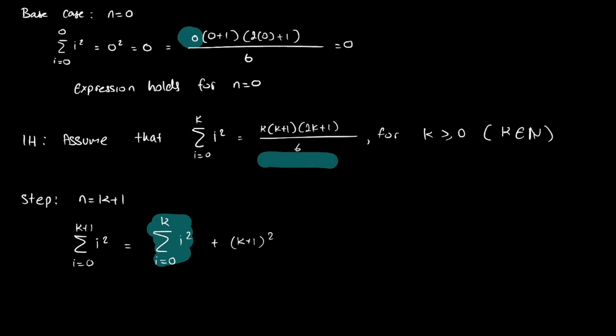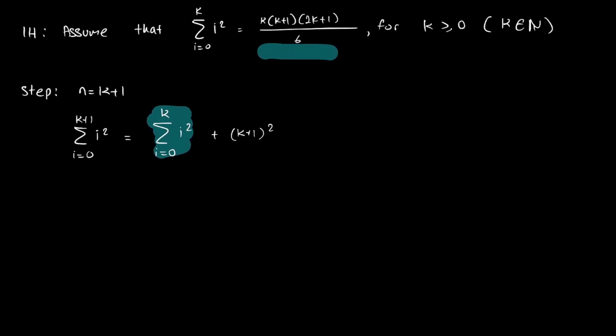As you can see right here, we assume that this expression equals this, which is good because now we can say, let me just scroll down a bit, this is equal to, and I'm going to write IH over the equal sign, which means by induction hypothesis. This is just stating that we're using the induction hypothesis. So instead of this sigma notation, we write the expression we had above, which is k times k plus 1 times 2k plus 1 over 6, and the rest doesn't change, so plus k plus 1 squared.